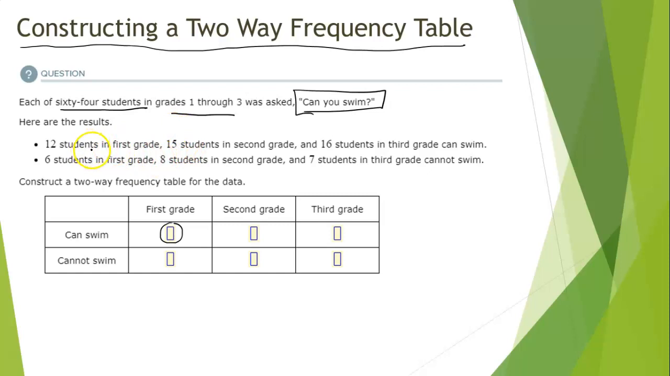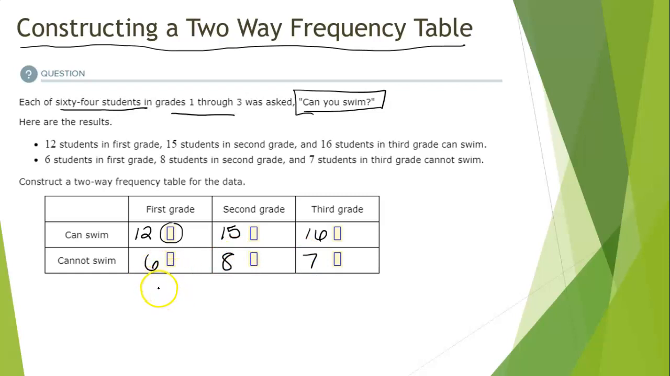So I noticed that we have 12 students in the first grade, 15 students in the second grade, and 16 students in the third grade who can swim. So 12 goes here, 15 goes here, and 16 goes here. Then it says 6 students in first grade, 8 students in second grade, and 7 students in the third grade cannot swim. So 6 here, 8 here, and 7 here. This is just a way to organize our data.